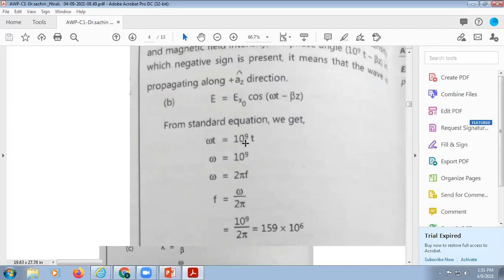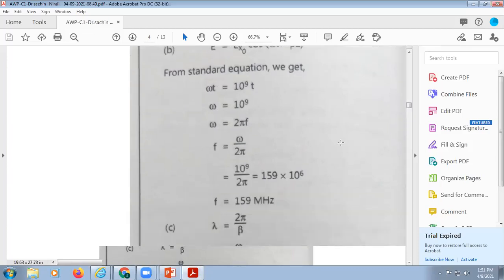So that is nothing but the 10 to the power 9t, t will be cancelled out. So omega will be 10 to the power 9. So how can you find the frequency? Omega is equal to 2 pi f, so f is equal to omega divided by 2 pi. So 10 to the power 9 divided by 2 pi, you will get 159 megahertz, like the previous one.